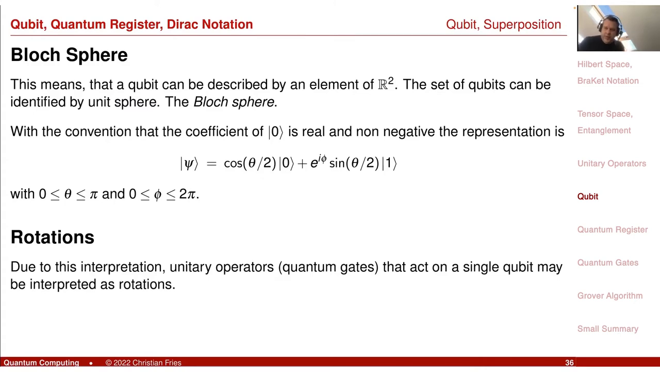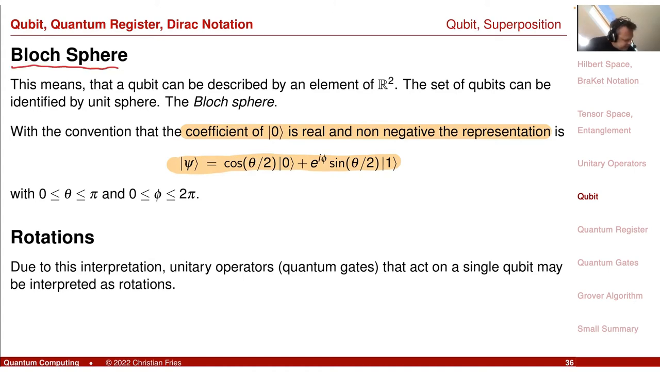So I have one r0 parameter and maybe one phase, and the r0 I can represent as a cosine of some angle theta half. So if I now have the convention that the coefficient of ket 0 is real and non-negative, then under this convention my most general representation would be of this form. And this is a sphere, a two-dimensional surface in a three-dimensional space. So this can be interpreted as the Bloch sphere.